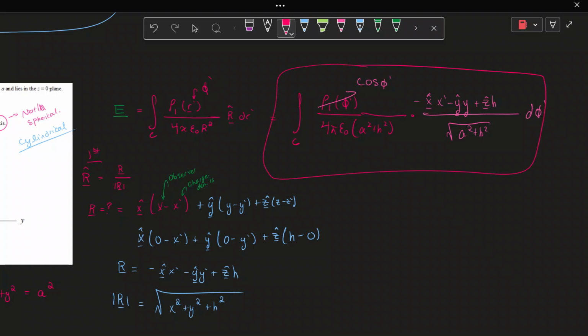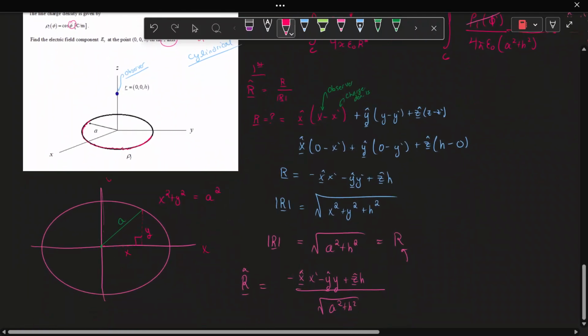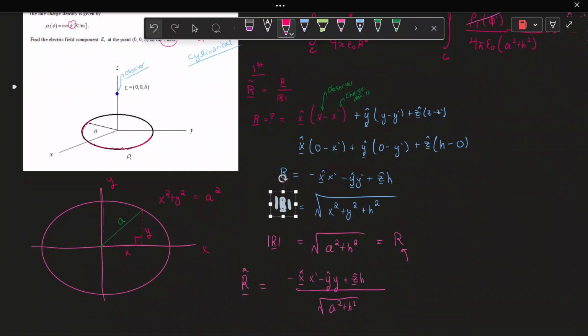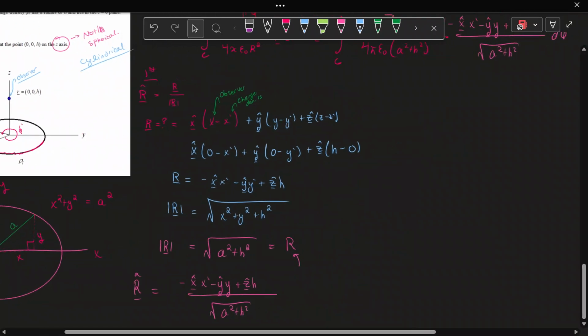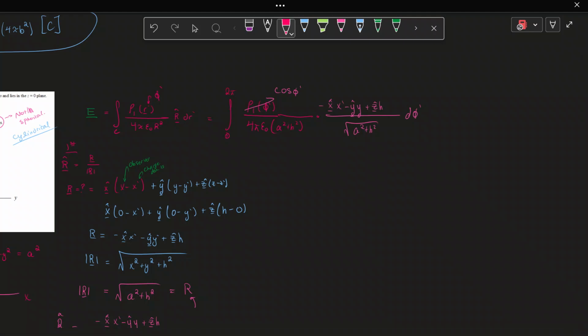Hopefully, it's been clear. The next part is, what are the bounds for our integration? Well, looking at our picture here in the xy plane, what would be the bounds of integration of a circle? For phi, remember, phi is going to be this angle. Phi prime, sorry. Well, that has to be 0 to 2 pi, right? So we're going to erase this and go from 0 to 2 pi. This might make it a little easier to figure out.